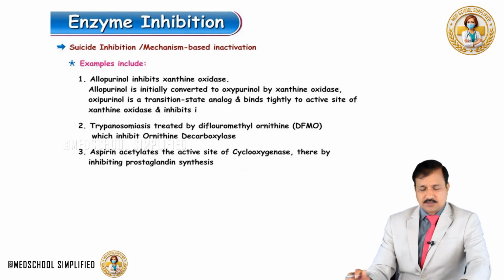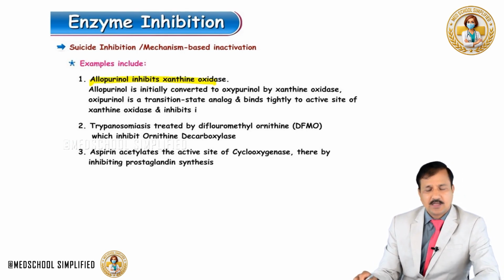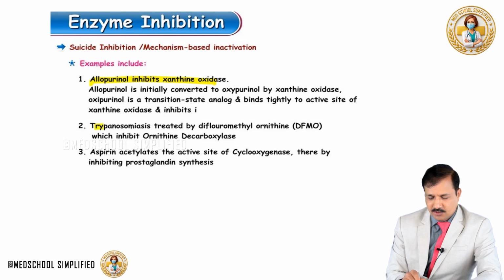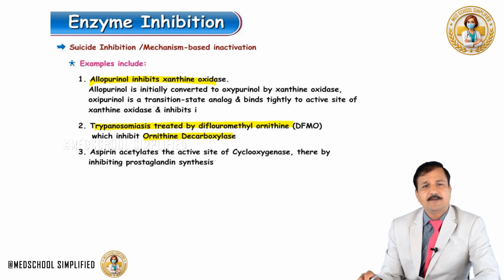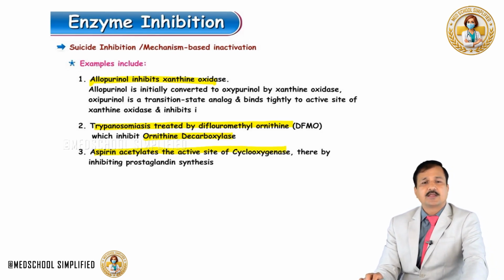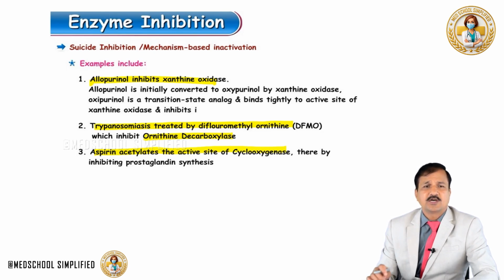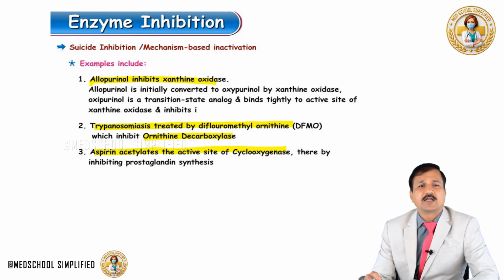Example: just now I have given you the example of allopurinol inhibiting xanthine oxidase. Other examples: we have trypanosomiasis treated by difluoromethyl-ornithine, which is inhibiting the ornithine decarboxylase enzyme. And then we have aspirin, which acetylates the active site of the cyclooxygenase enzyme, thereby inhibiting prostaglandin synthesis. So these are the examples of suicidal inhibition or mechanism based inhibition.